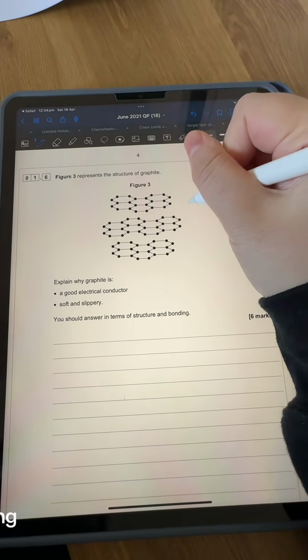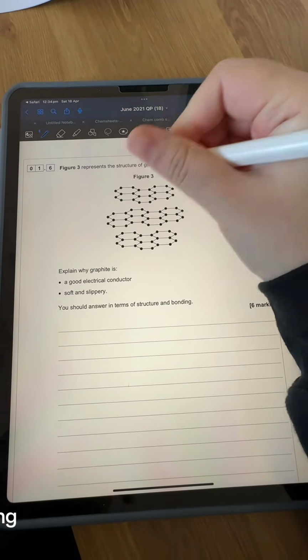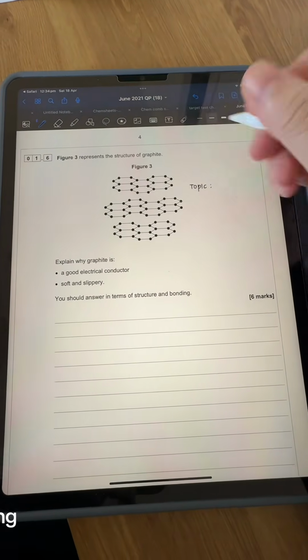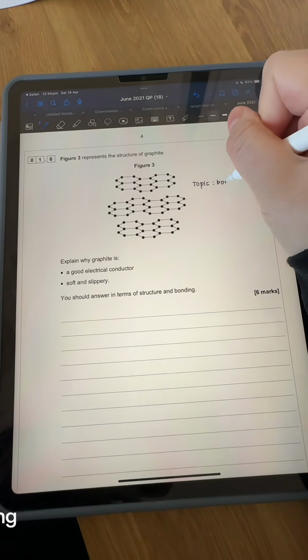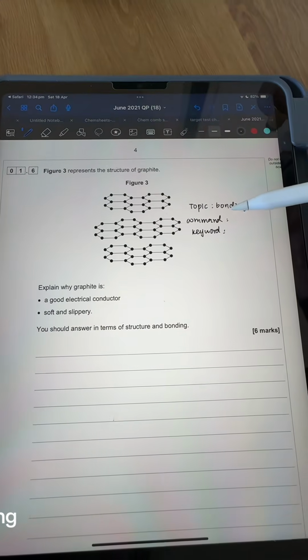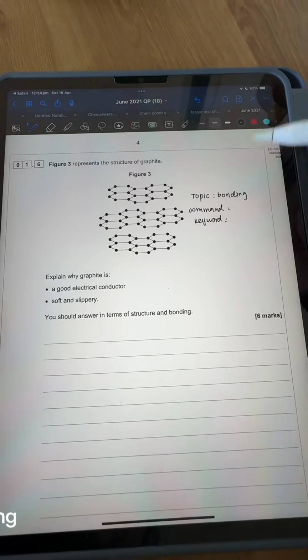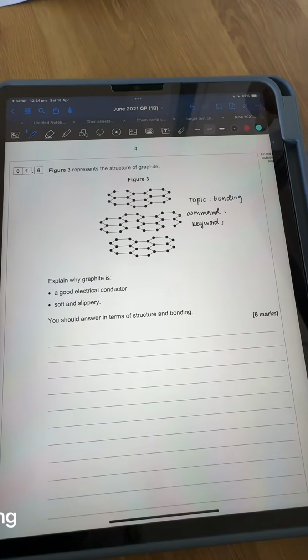After doing all of that, you want to write down on the side what topic you think it is. I can see it's graphite, it's talking about electrical conductivity. It's going to be the topic of bonding. Then list down the command words you can see and the keywords. Command words are things like explain, describe, those kind of things.